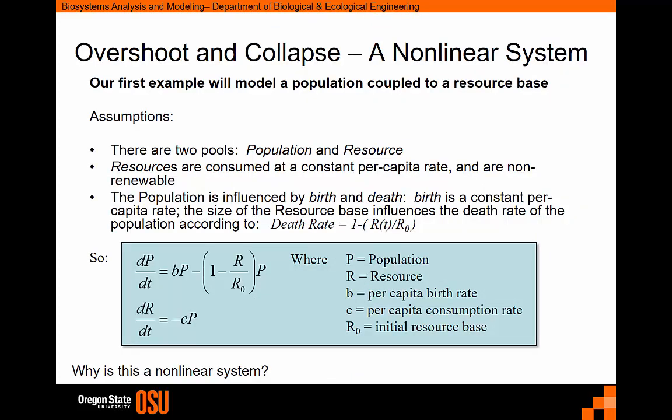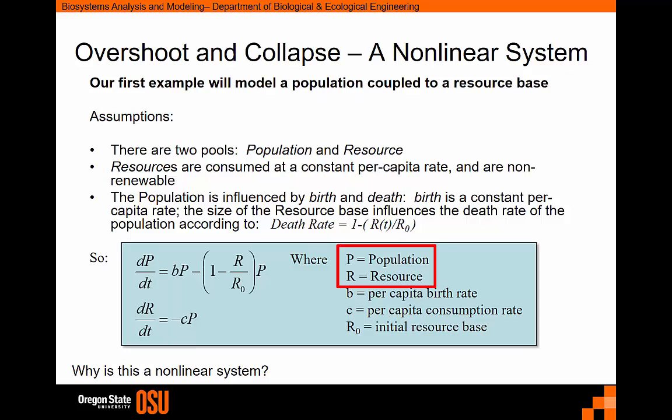The first model we will look at in this section looks at a population coupled with a non-renewable resource. Unlike the models we've looked at previously, this is a system of two state variables, a population P and a resource R. The resource is consumed by the population at a constant per capita rate and is not renewed. The population grows according to exponential growth and experiences mortality at a per capita rate that is inversely proportional to the remaining resource base at any given time.